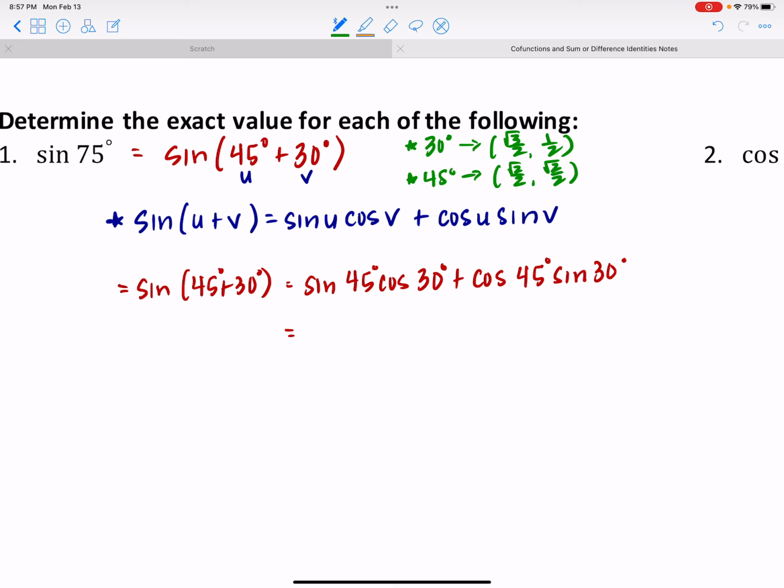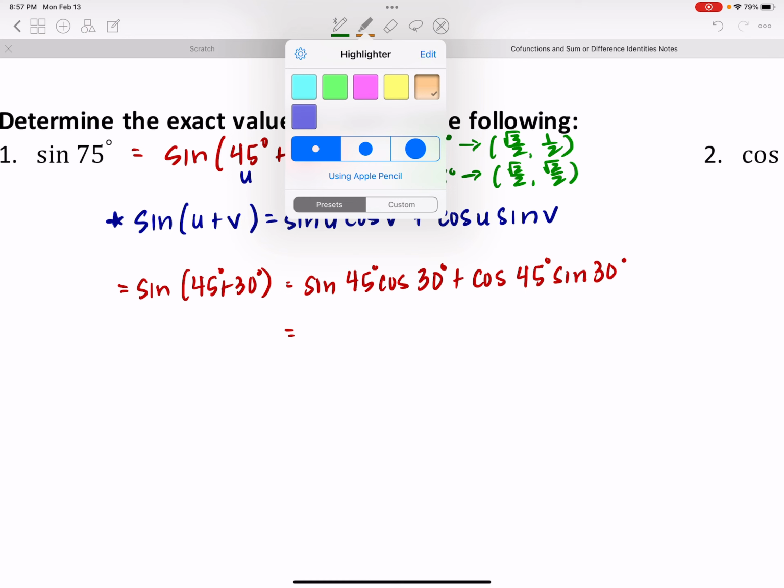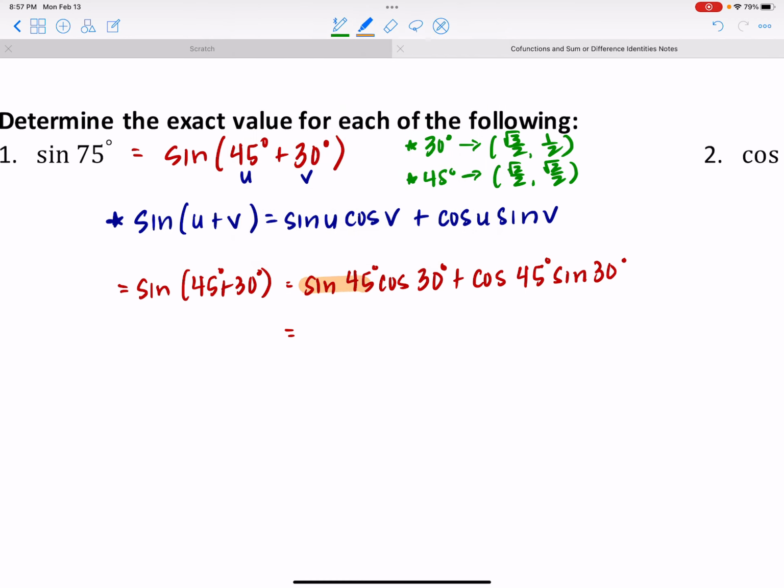So when I ask you for the sine of 45 degrees, I'm going to 45 degrees and picking out that y value. So that's going to be radical 2 over 2. When I'm asking you for the cosine of 30, I'm going to 30 degrees and picking out the x value. So that's going to be radical 3 over 2. Plus cosine of 45, that's going to be the x value there, which will be radical 2 over 2.